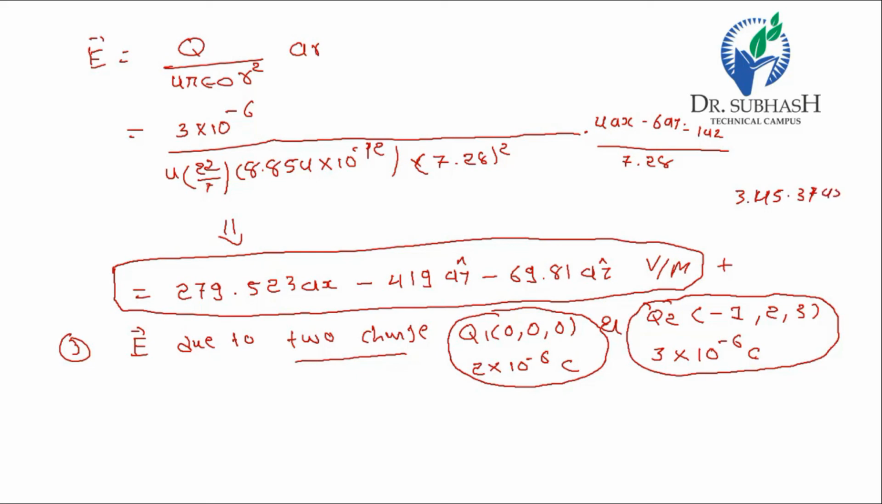We have to add this one plus the electric field intensity due to Q1, which is 345.307 in AX direction minus 460.409 in AY direction plus 230.204 in AZ direction, volt per meter.